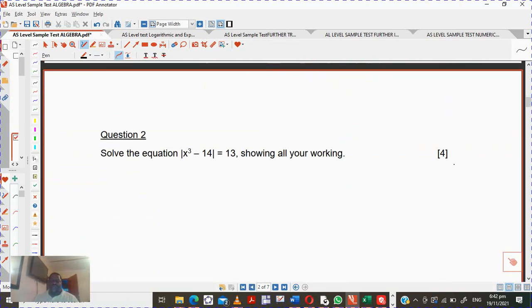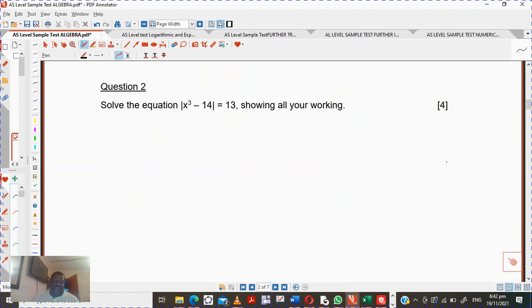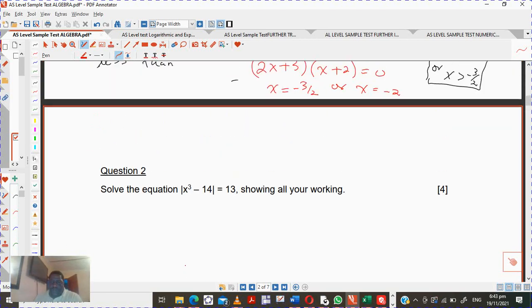Right, so let's go to question 2. So this is a rather straightforward equation. You're going to let that equal 13 for one equation, and the other equation you can say let that equal minus 13. All right, and don't forget to check your answers. I did not check my answers here on top, but you can check your answers.